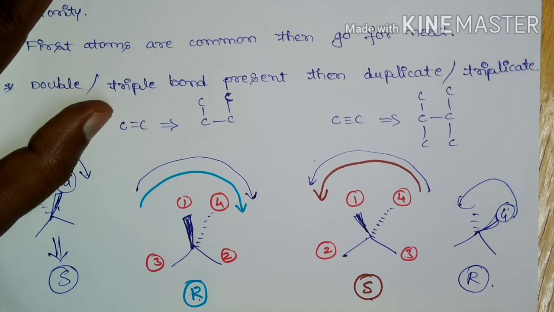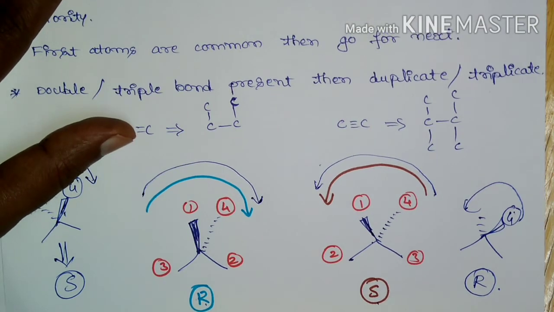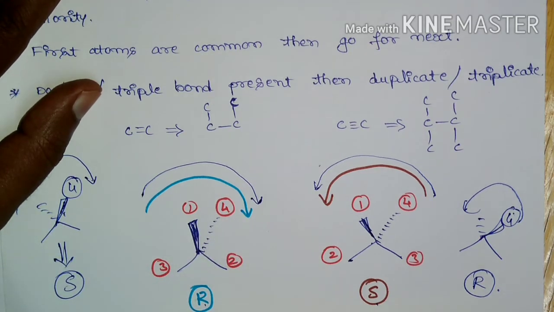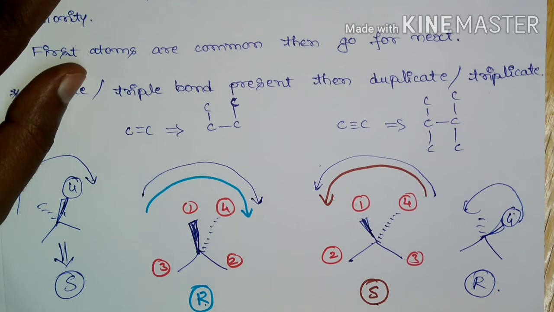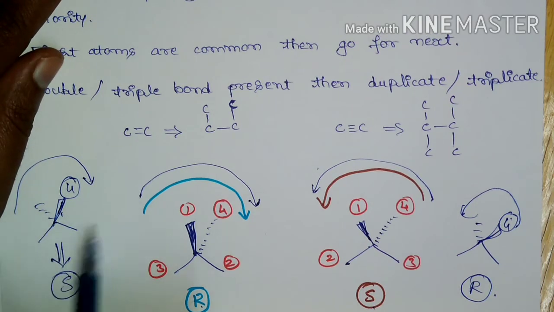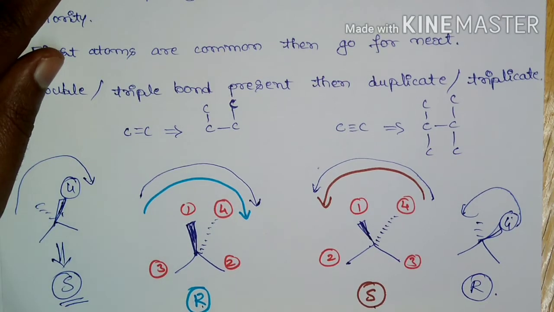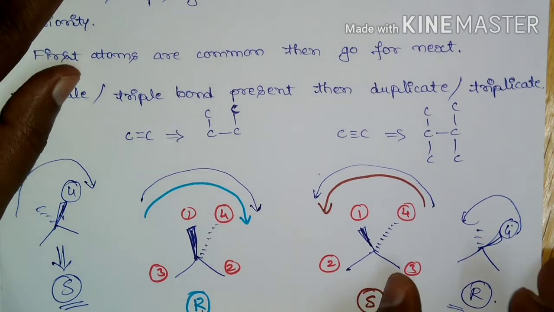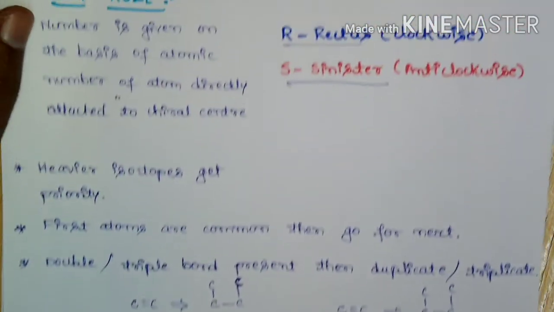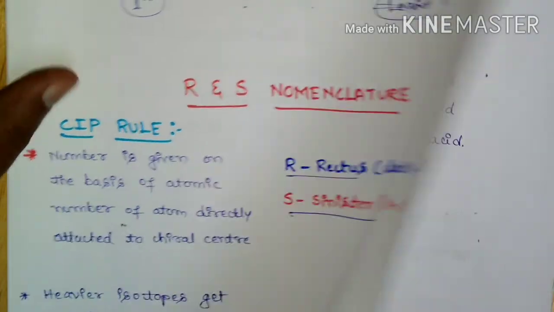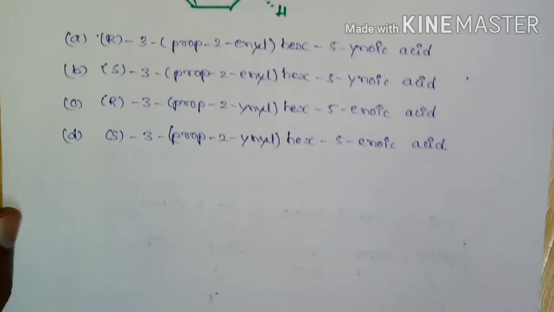So you need to be very careful in the dashed wedge formula. If the dashed wedge formula is given, then we always need to place the fourth group away from the observer. If the fourth group is on the wedge bond, then the simple trick is: if the priority grows in the clockwise direction, we can directly assign S configuration. If it is anti-clockwise, we can directly use R configuration. With this brief CIP rule, now we will see how we are going to name this compound along with the IUPAC nomenclature.